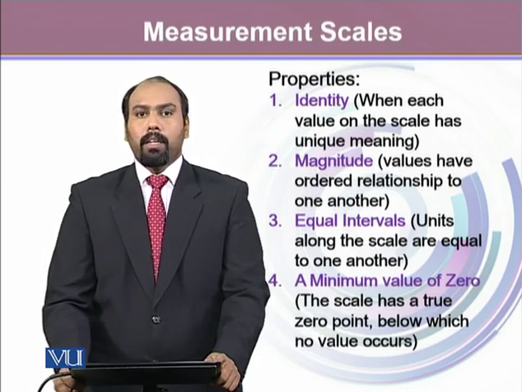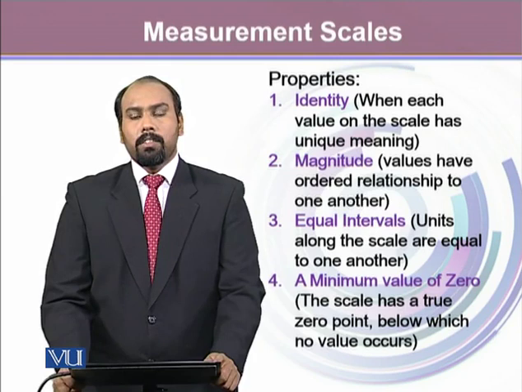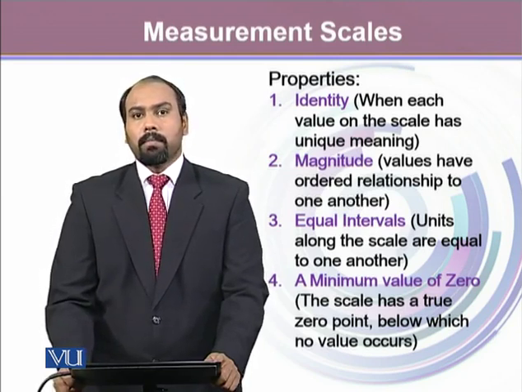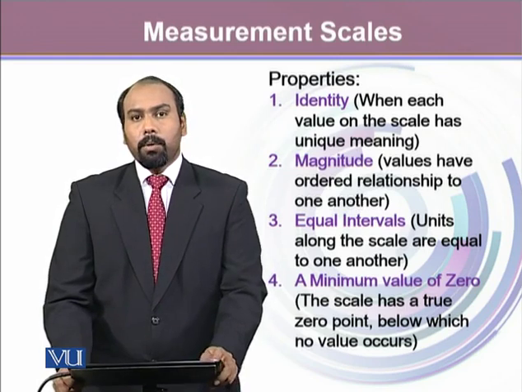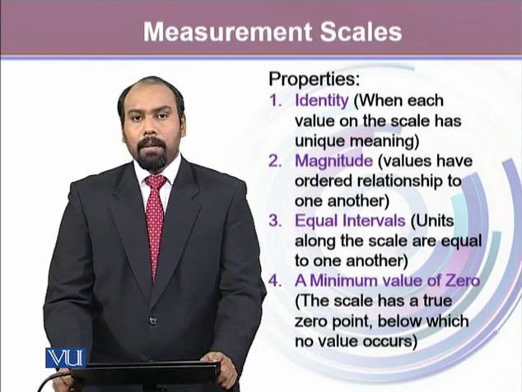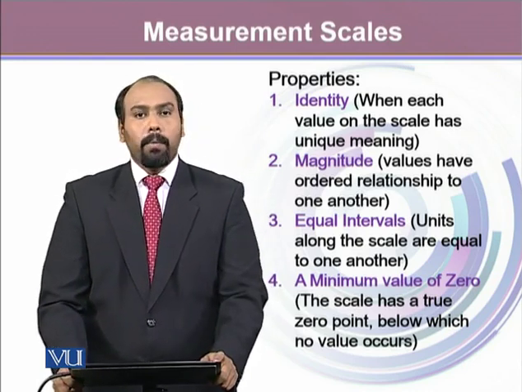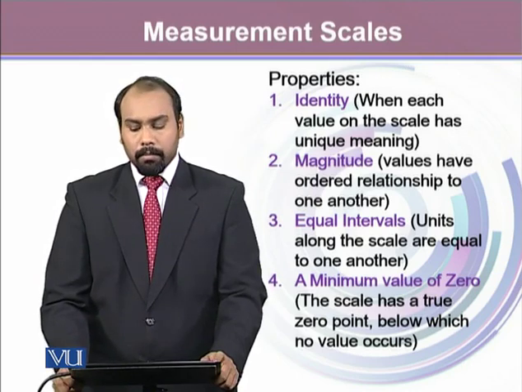And the fourth property is a minimum value of 0. 0 plays a very important role in making a measurement. That 0 has some significant meaning. And below 0, there is nothing. No value occurs below it.